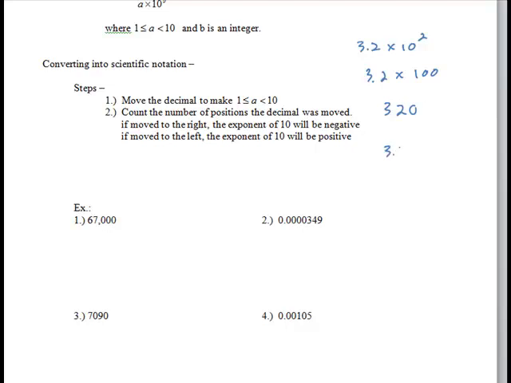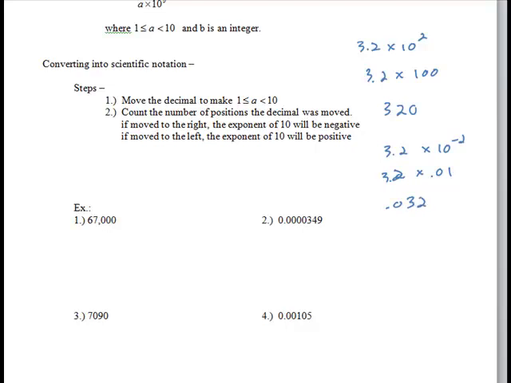If that would have been an exponent of negative 2, now we're multiplying by a decimal. So we'd move the decimal place 2 places to the left, 0.032.